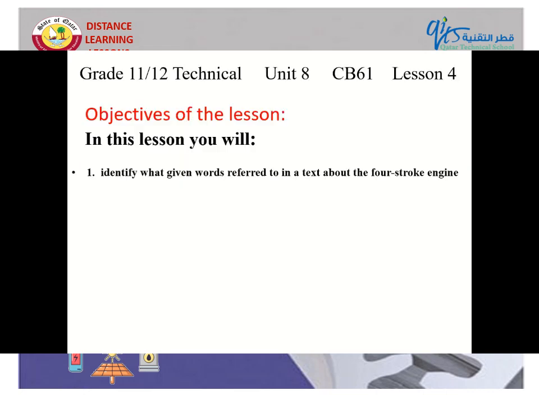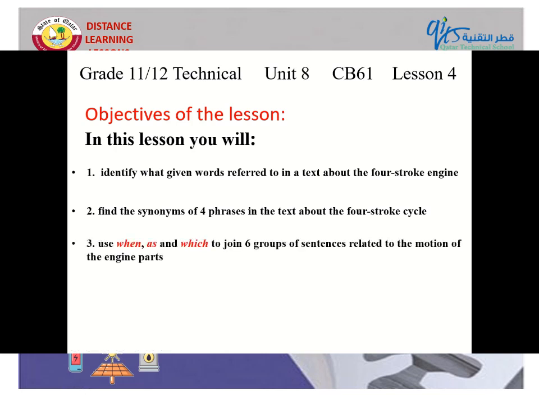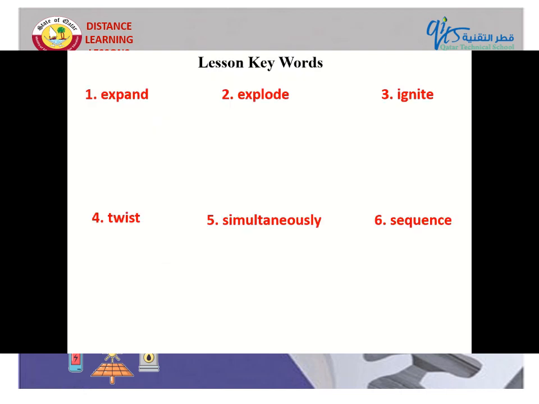Number 1 is to identify what given words refer to in a text. And number 2, to find the synonyms of 4 phrases in the text. Synonyms means words with the same meaning. Number 3, use when, as, and which to join 6 groups of sentences. Now, let's start by looking at some keywords.